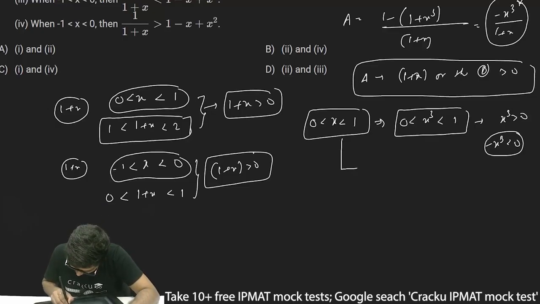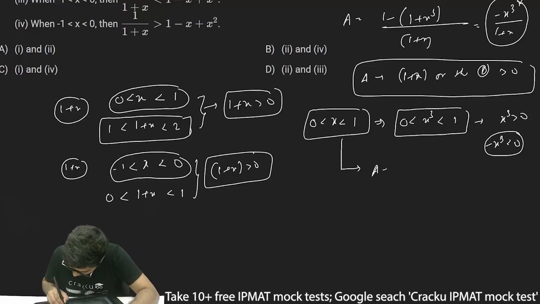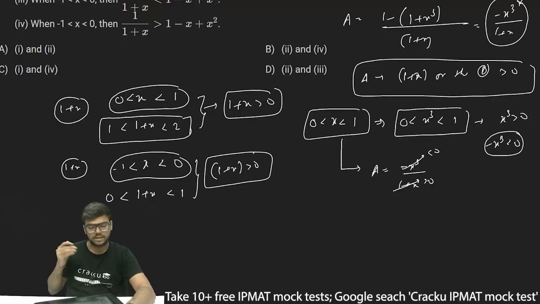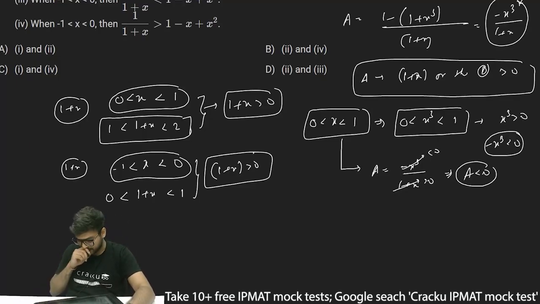So for x in the range of 0 to 1, a is minus x cube upon 1 plus x. Now 1 plus x is greater than 0 and minus x cube is less than 0. So this is less than 0 divided by greater than 0, a negative number divided by some positive number. So ultimately a will be a negative number.